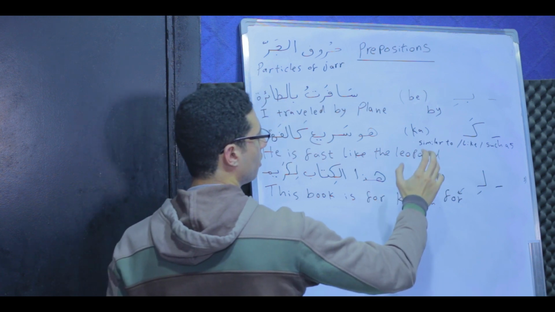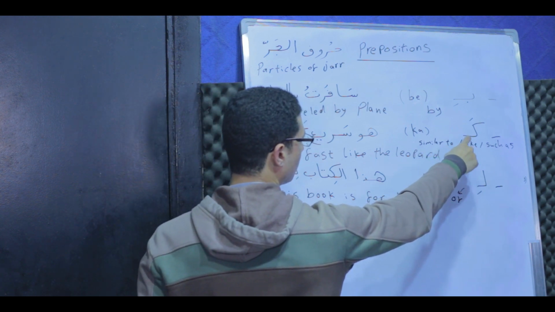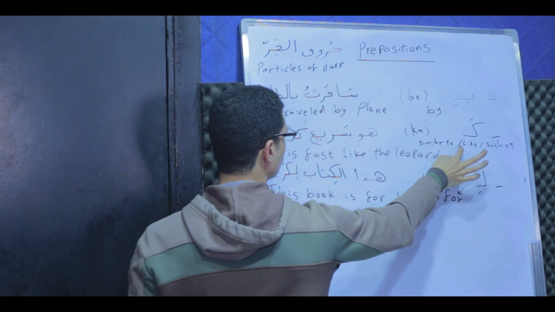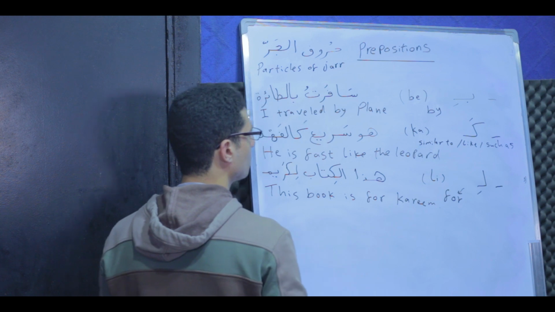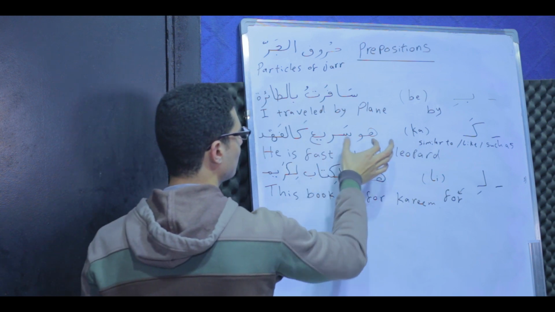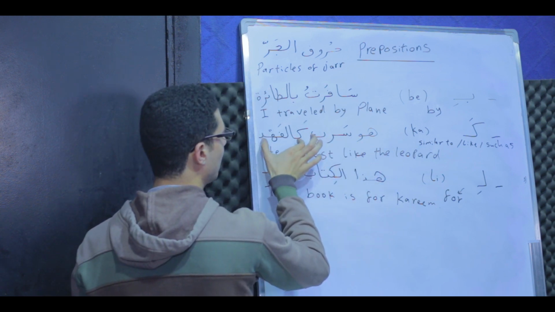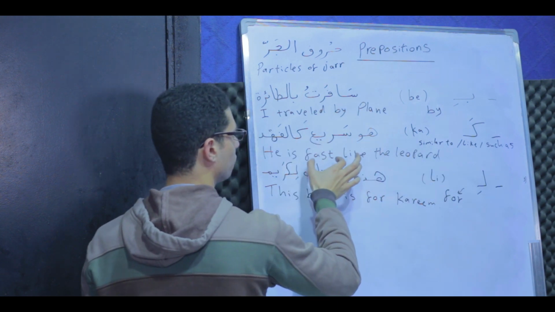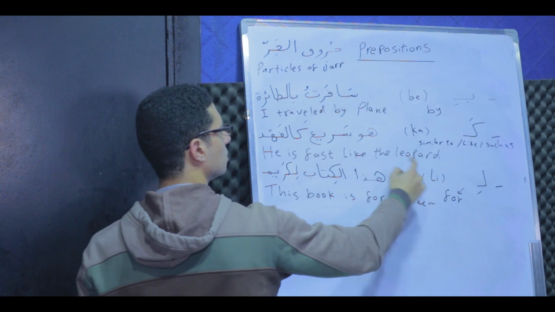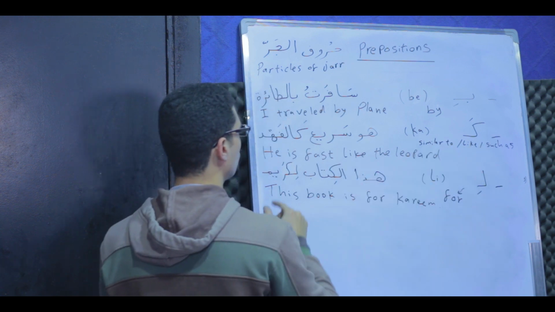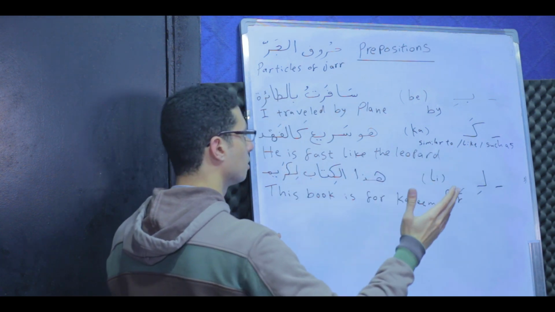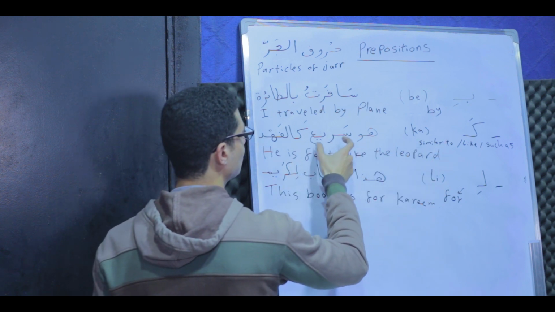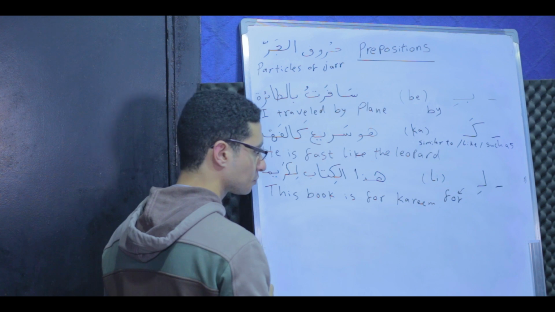Okay, the next one is ka. Ka, this is the pronunciation, and it means similar to or like or such as. So for example here, هو سريع كالفهد. فهد means leopard, سريع means fast, and ka, like or such as. So he is fast like a leopard or like the leopard. Okay, so هو سريع كالفهد.